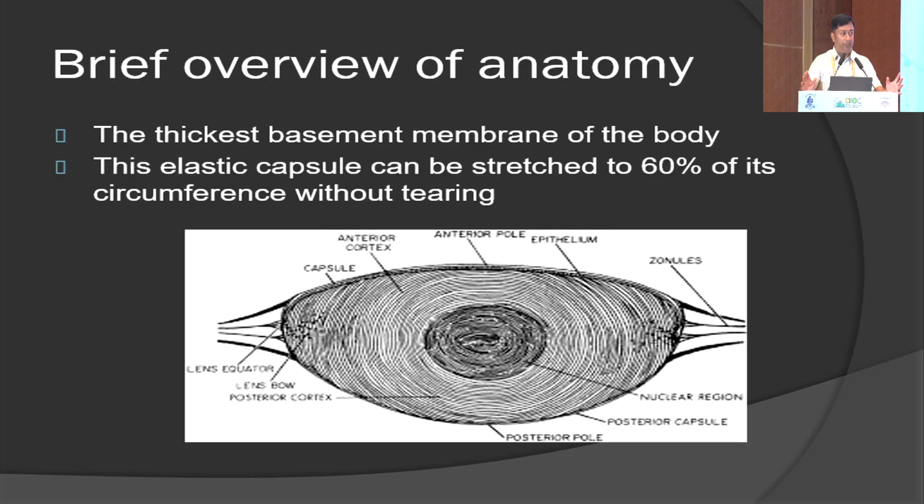The posterior capsule is the thickest basement membrane of the body, and mind it, when it is stretched more than 60% of its tensile strength, then it breaks. That is why many a times you get caught in your aspiration probe, but it doesn't give way.